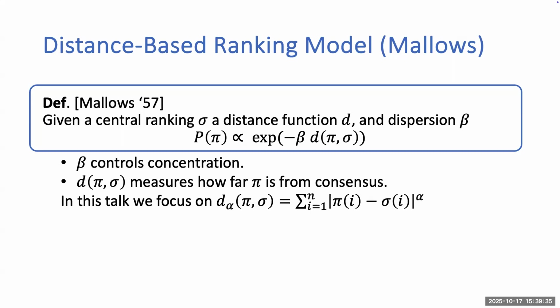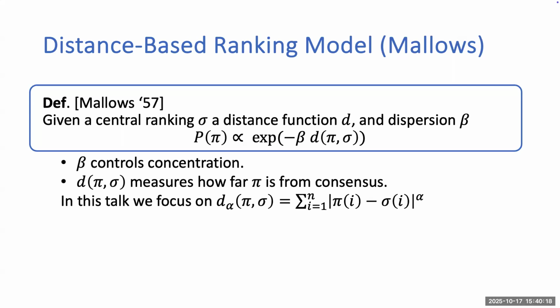When Mallows introduced it, he used a specific distance function d, which was the number of swaps you need to get from sigma to pi. That's also called Kendall's Tau distance, but I don't want to get into the detail of it. Later, in the 90s, it got generalized to all right invariant distances. Today I'm going to focus on a specific family of distances, which I call d alpha, where I look at the difference between the ith element in the sample observation and the ith element in the central ranking, to the power alpha, and I sum them up.